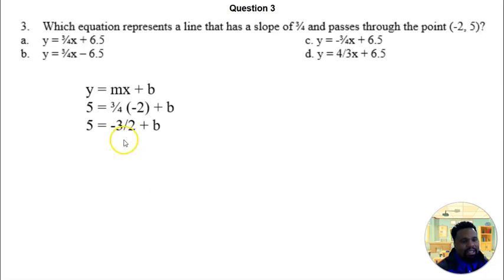Now we have to get b by itself, so we bring 3/2 over to the other side, and so we're going to add 3/2. Now, 3/2 is the same thing as 1.5, so if you got it as 1.5, that's the same thing. We add 1.5 because it's the inverse operation. 5 plus 1.5 is 6.5. So you'll have either 13/2 or 6.5 as your y-intercept. If my slope is 3/4 and my y-intercept is 6.5, then I have y equals 3/4 x plus 6.5. That's going to be A.